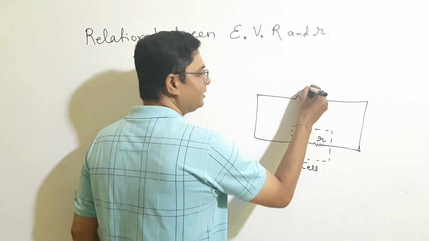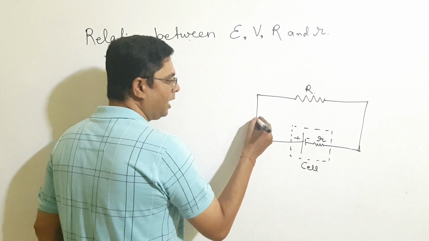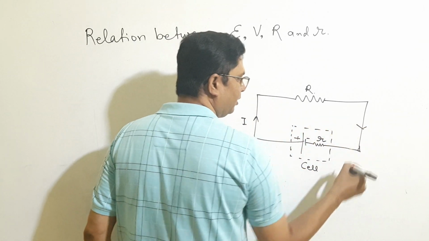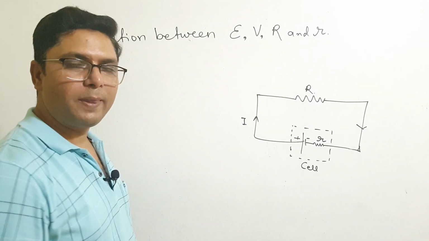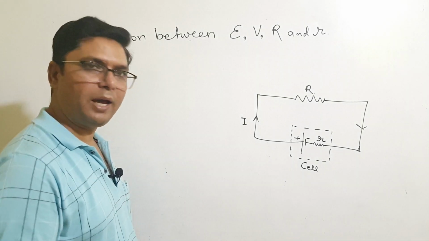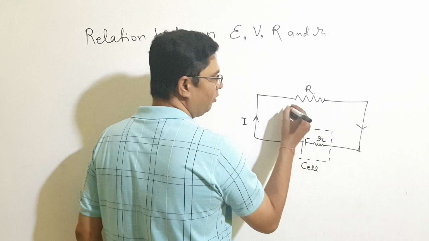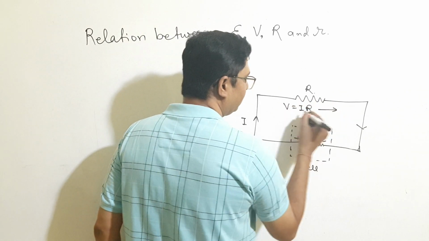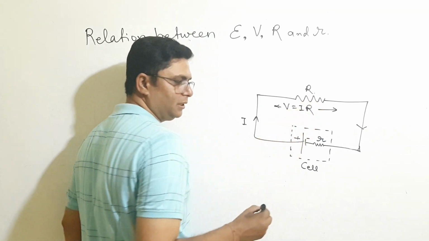This is external resistance R. I is the current moving from the cell to the circuit. Now apply Ohm's law. According to Ohm's law, V equals IR. So here we will write V equals I into R. This is the voltage across this resistance.